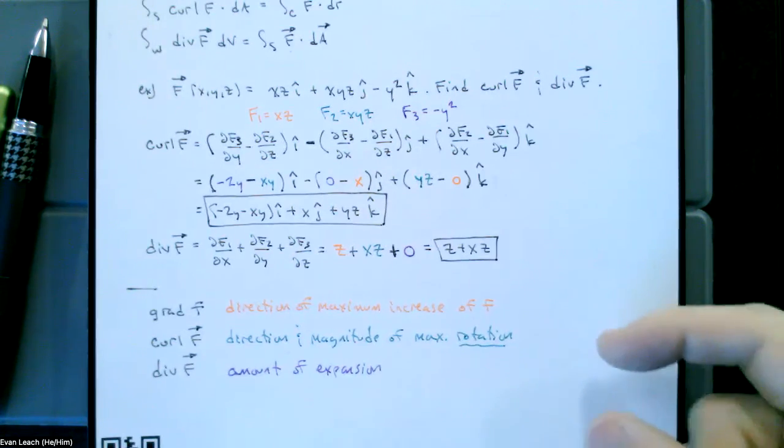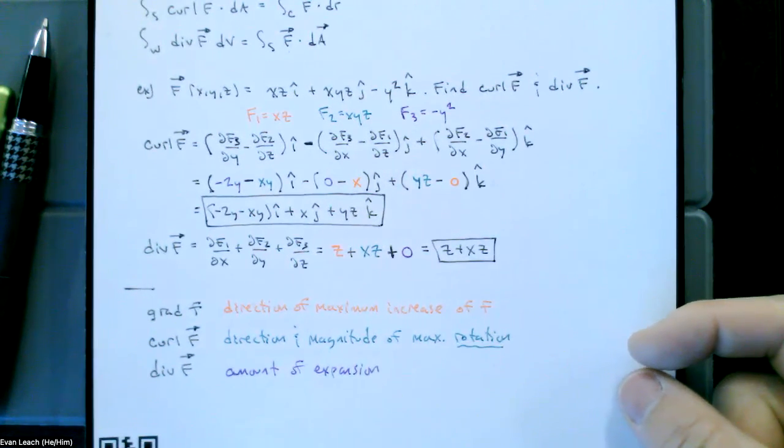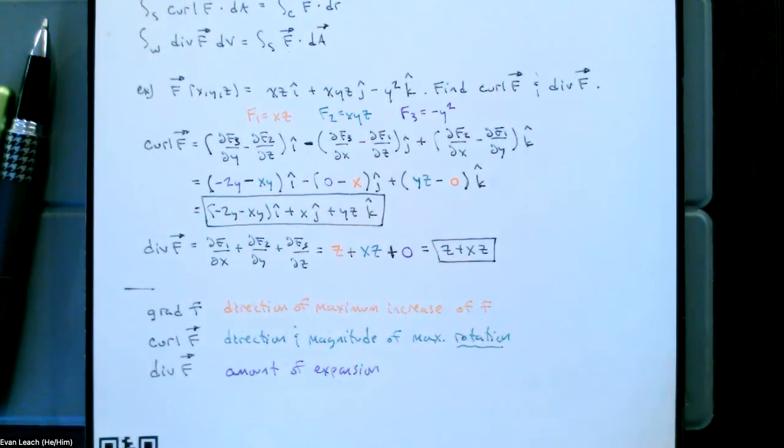I just want these ideas implanted so that when you're walking around and there's swirling wind, you start trying to see the curl. Think about divergence. Think about curl.